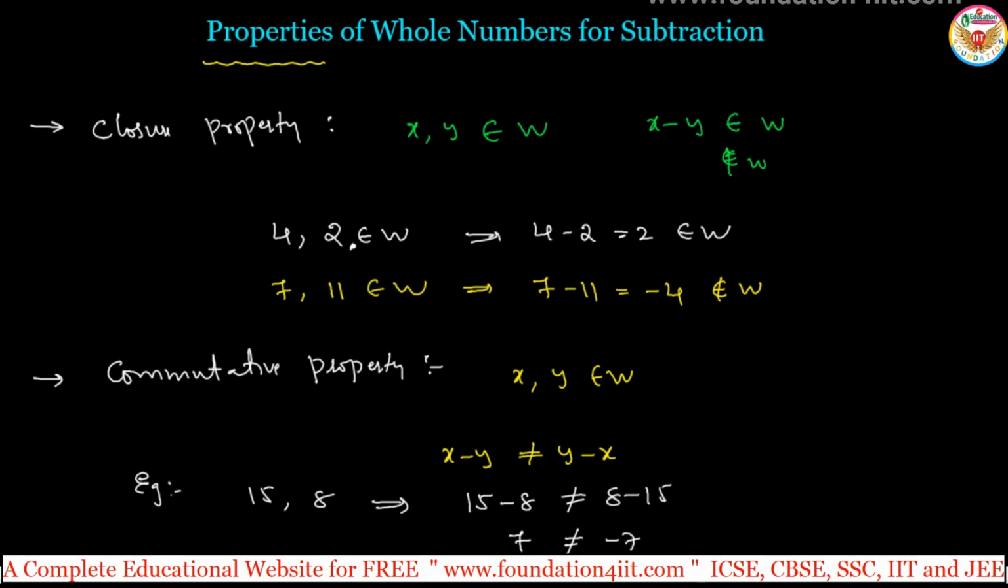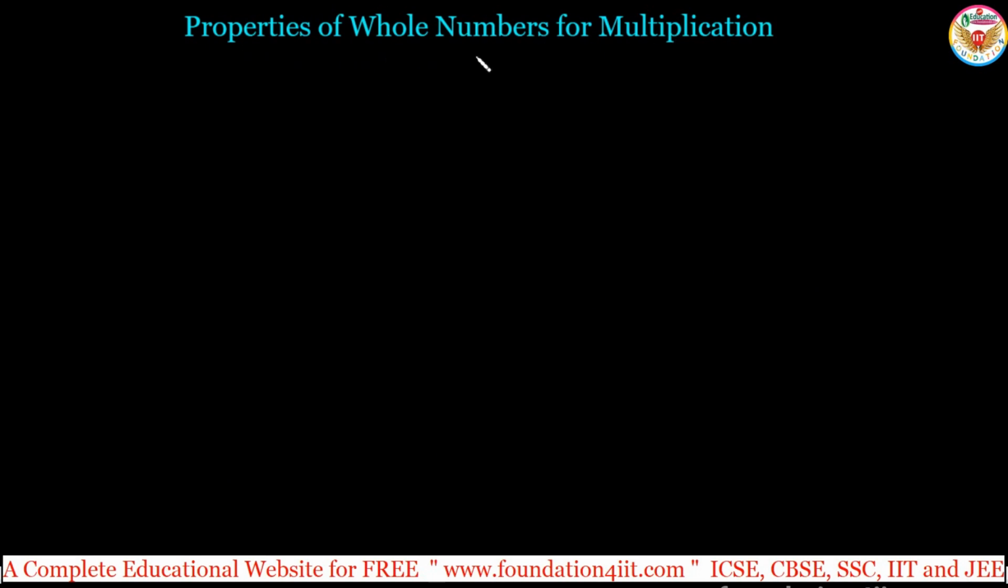Let us see multiplication now. Properties of whole numbers for multiplication. Let's see the basic properties for this. And first one, let's check the closure property. So closure property is the first one. Let us see in this.